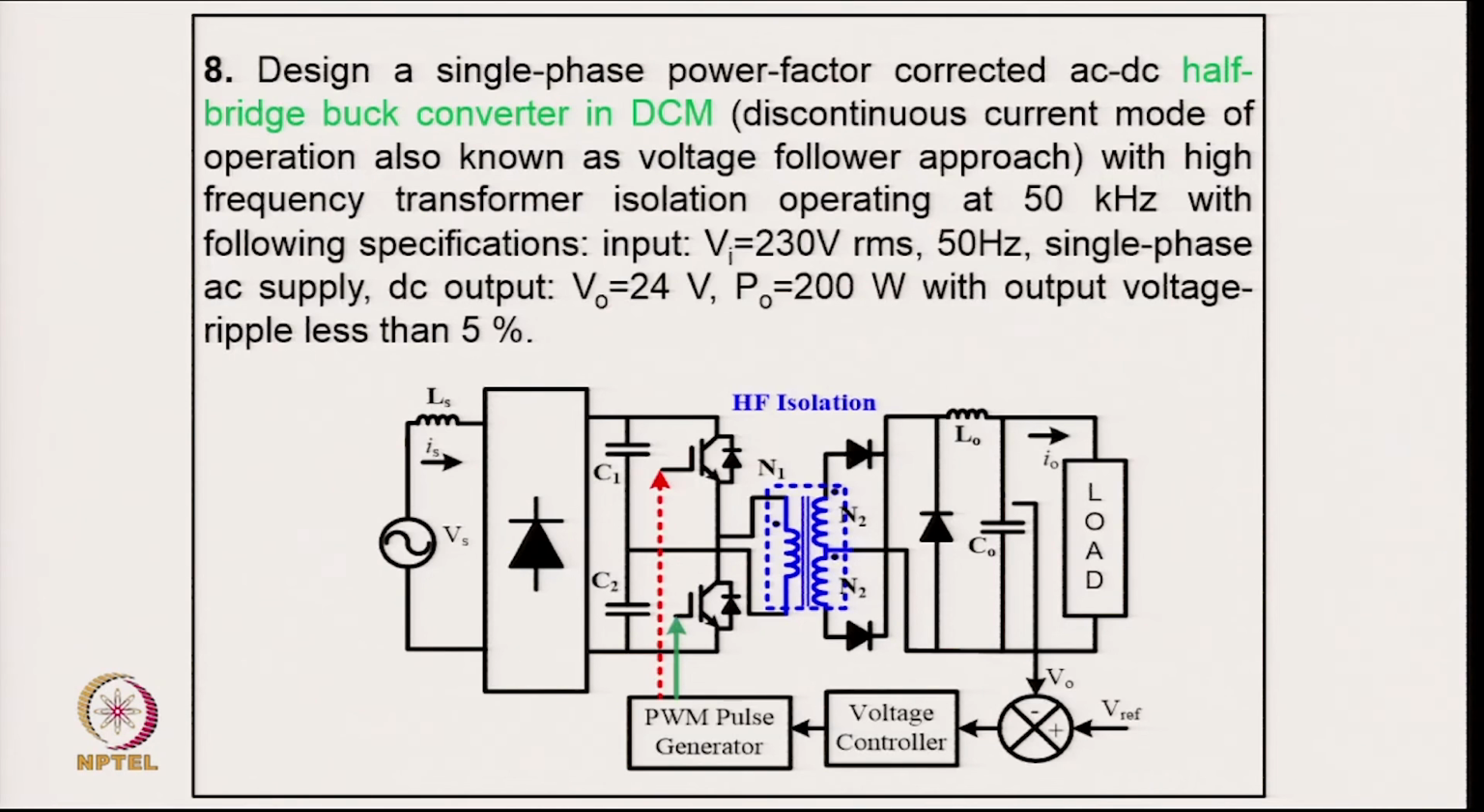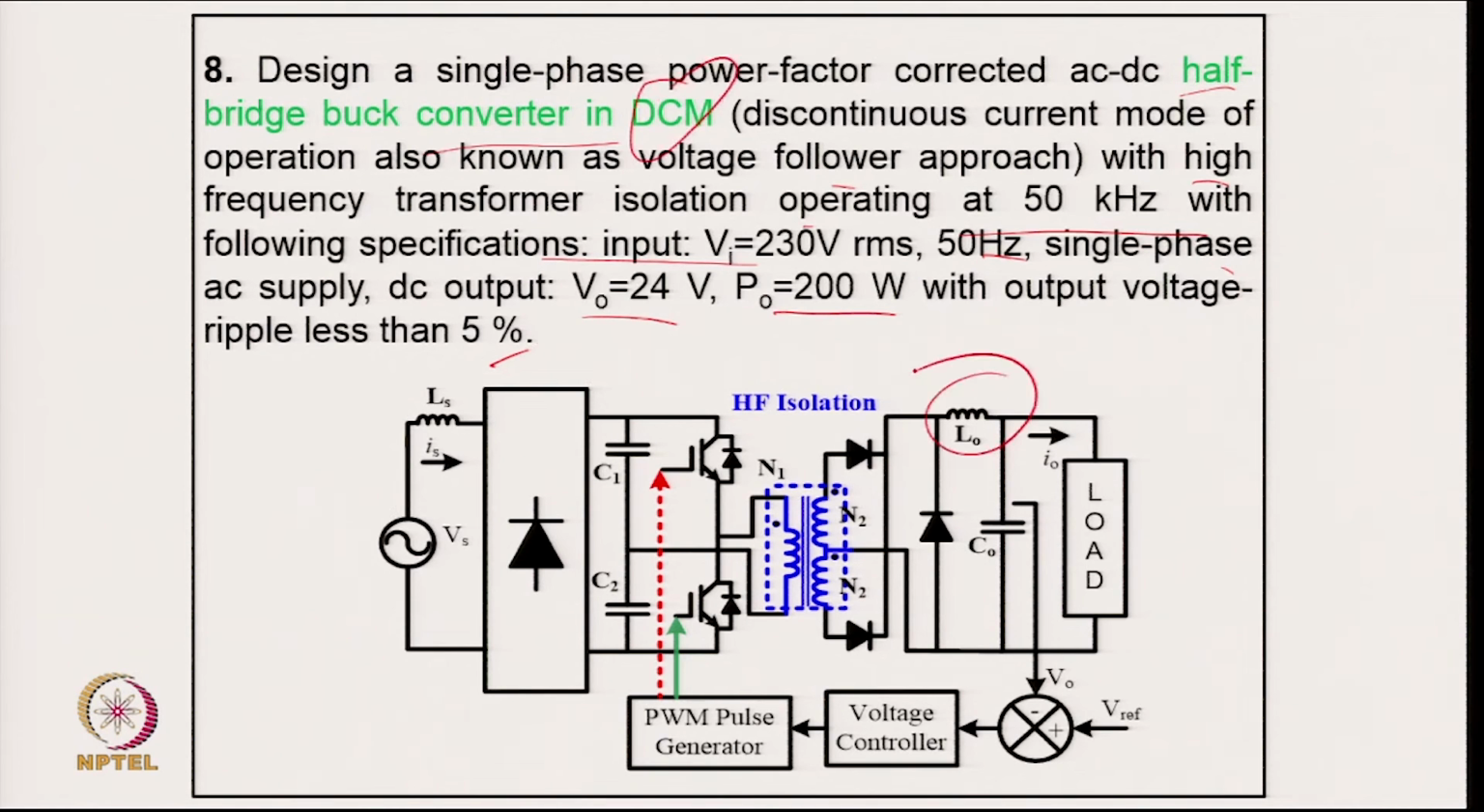So, design example 8: design a single phase power factor corrected AC-DC half bridge buck converter in DCM with the voltage follower approach, with high frequency transformer isolation operating at 50 kilohertz, with the following specifications: Vin 230 volt 50 hertz single phase AC supply, with the output voltage of 24 volt with the power 200 watt, output voltage ripple is less than 5%. So, here it is again DCM.